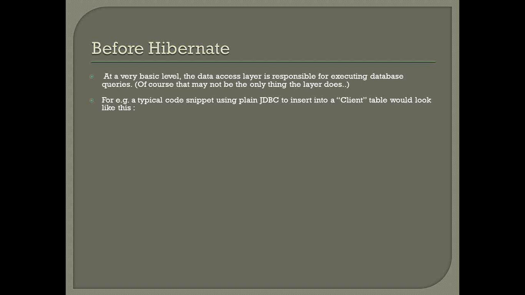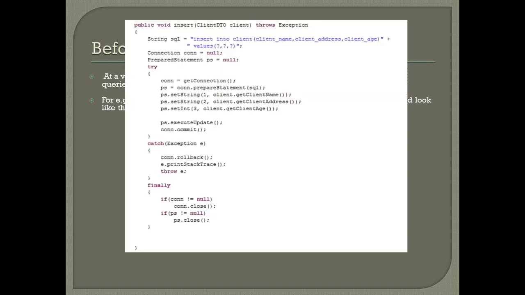So if you look at a typical JDBC code, which is inserting data into a client table, what I've done is taken a client table with a client name, client address, and age. Of course, there would be a primary key also in that table.